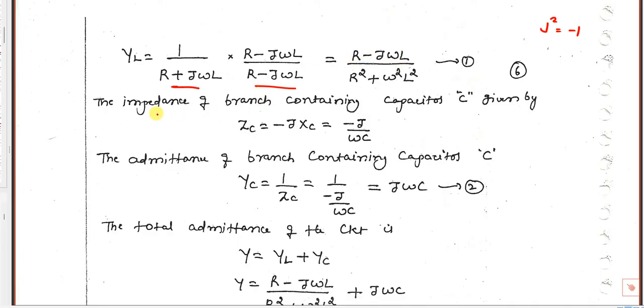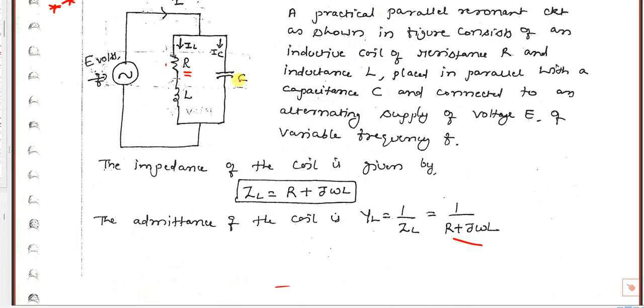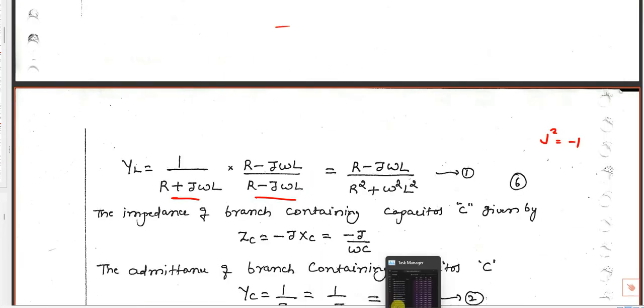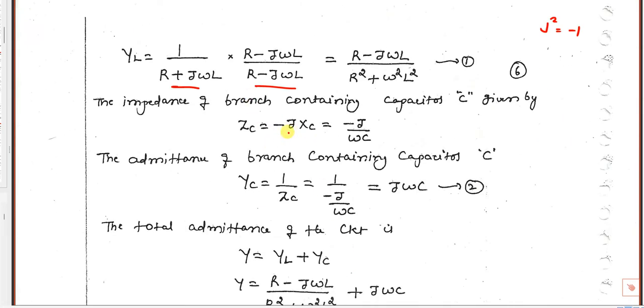Similarly, we have one more branch, the capacitance branch. The impedance of the branch containing the capacitor is given by Zc equal to minus jXc, because for capacitance you have to write the reactance with a minus. Xc is given by 1 by omega C. The admittance of the branch containing the capacitor is Yc, the reciprocal of the impedance, so 1 over minus j by omega C. This omega C you have to bring to the numerator, and the minus j also goes to the numerator, since 1 by j is minus j.